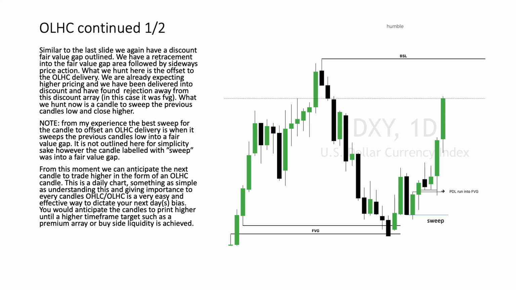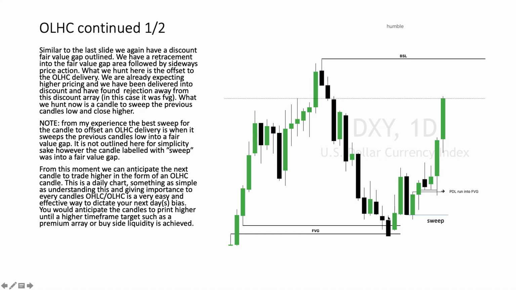What we hunt now is a candle to sweep the previous candle's low and close higher. From my experience, the best sweep for the candle to offset an open low high close delivery and an open high low close delivery is when it sweeps the previous candle's low into a fair value gap, essentially institutional order flow entry drill, right? It is not outlined here for the sake of simplicity. However, the candle labeled with sweep was into a fair value gap.